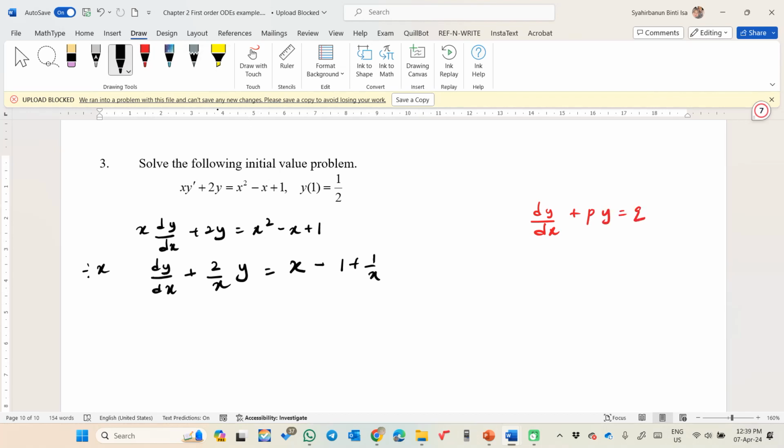So we want p. What is p? P is 2 over x. P is the coefficient of y. What is q? Q is x minus 1 plus 1 over x.